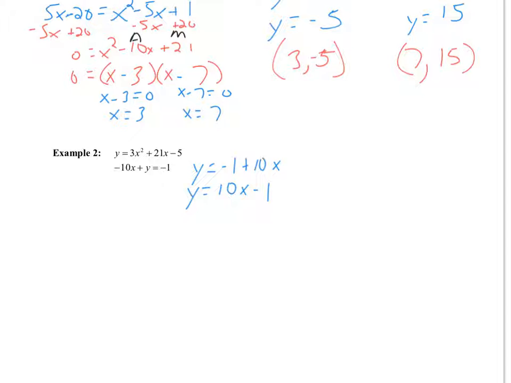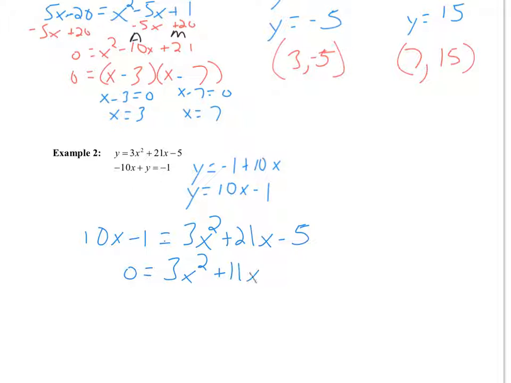So we're going to set them equal, because if they both equal y, then they must be equal to each other. So I have a 10x minus 1 is equivalent to y, and I have a lovely 3x squared plus 21x minus the big old 5. So we need to start moving everything to one side. I'm going to subtract 10x and add 1. So you can do this in your head, so can I. When I subtract 10x from 21x, I get positive 11x. When I add 1 to negative 5, I get negative 4.